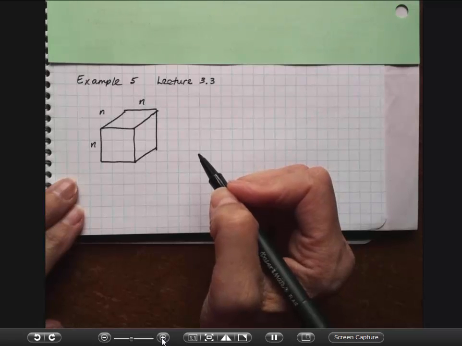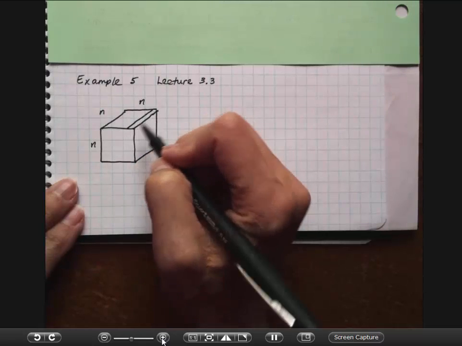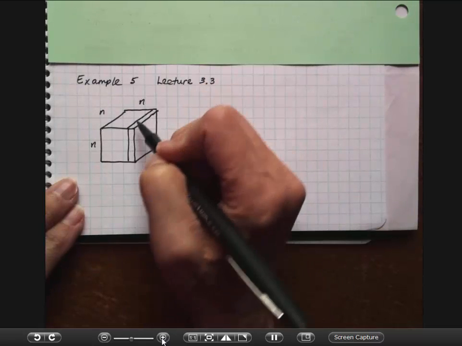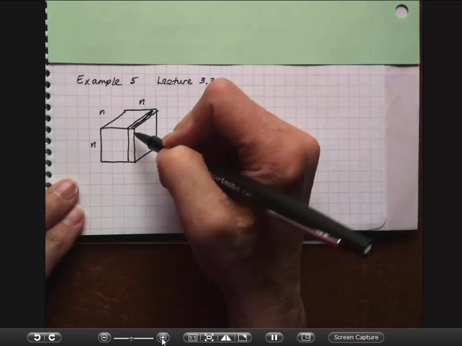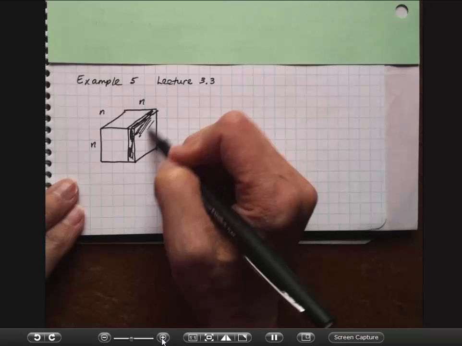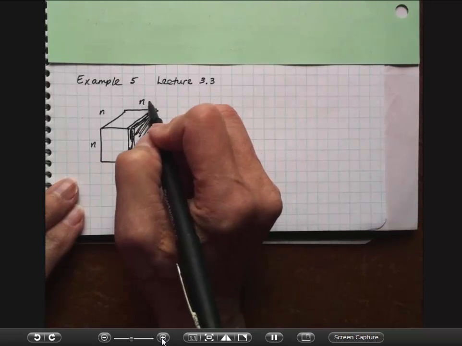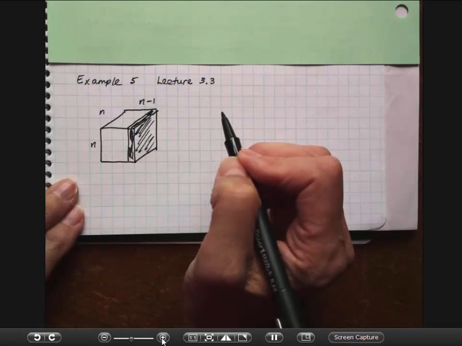And it says if a slice 1 inch thick is cut from one of the faces of the cube. So I'm going to go ahead and cut off 1 inch from this one side here. So this is going to be all cut off. Then the distance that I have here is going to be 1 inch less. So it's going to be n minus 1.